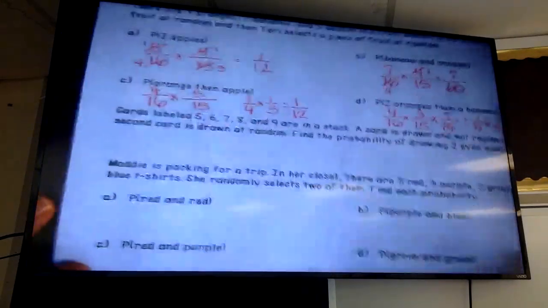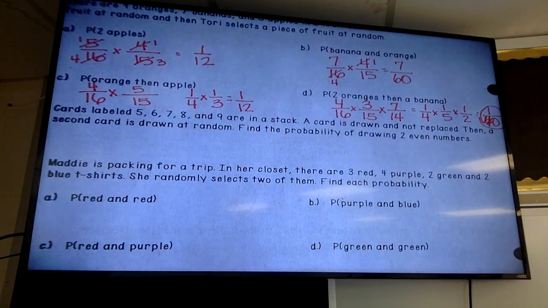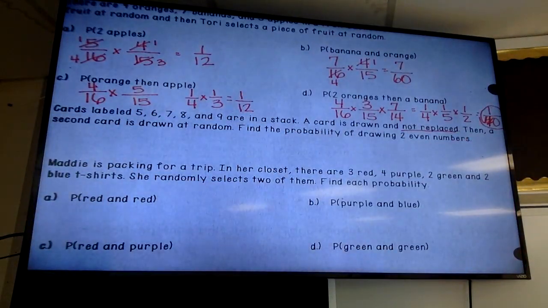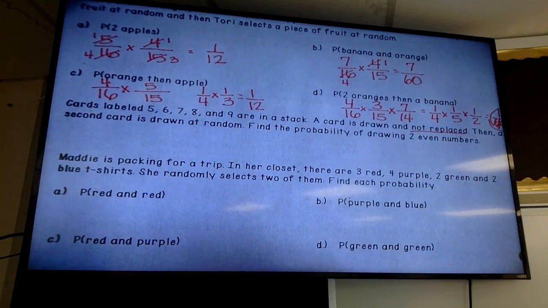Okay, let's try it again in a different scenario. Cards labeled 5, 6, 7, 8, and 9 are in a stack. A card is drawn and not replaced. This "not replaced" means that it gets taken out and it does not go back in the stack. Then a second card is drawn at random. Find the probability of drawing 2 even numbers.